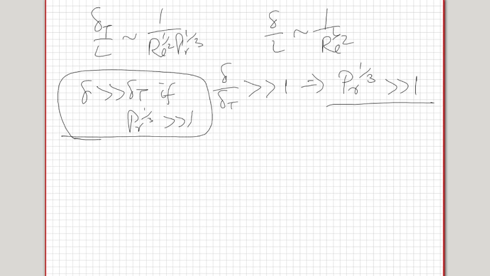Okay. So when Prandtl number is much greater than 1, what does Prandtl number mean? It is nu by alpha. So nu is much greater than alpha. Then this happens. The momentum boundary layer thickness is much larger than the thermal boundary layer if the viscosity, or the momentum diffusivity, kinematic viscosity, is much larger than the thermal diffusivity.